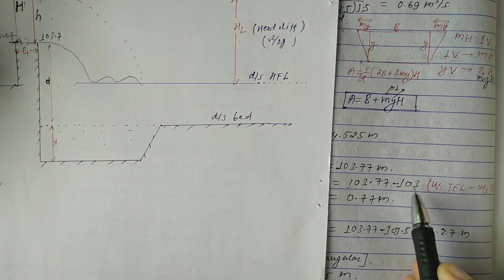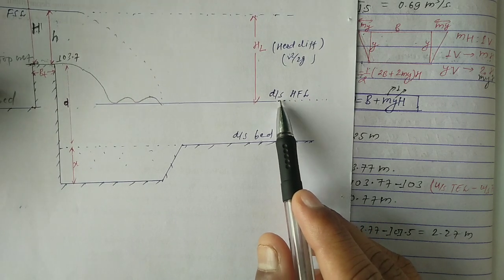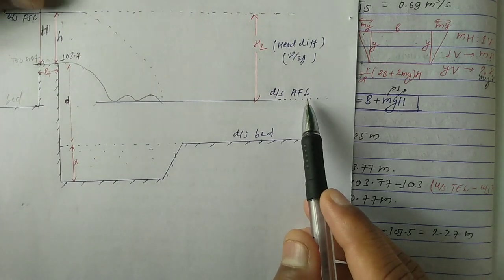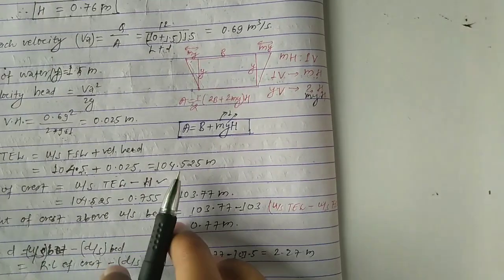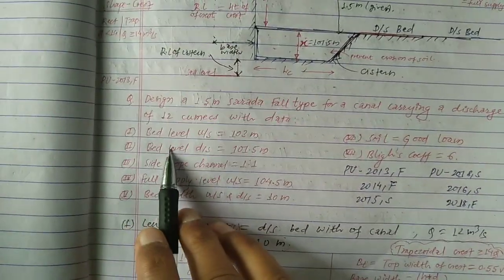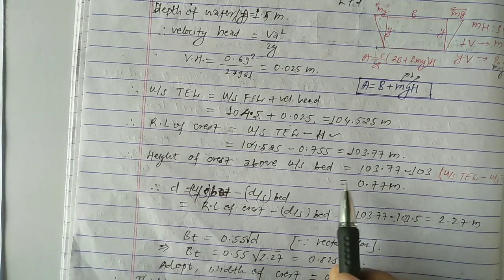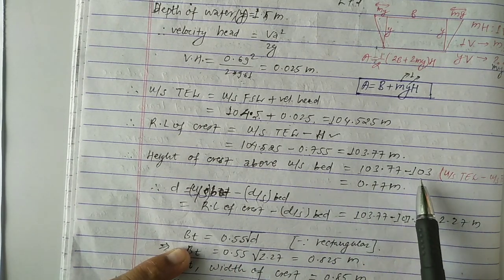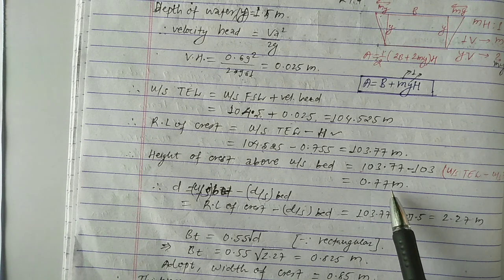we have to divide the downstream of bed. Then that is downstream of HFL, and this is given in equation 103. You can see here, bed level of upstream 1.103 meter. So we just divide, and we get the value 0.77 meter.